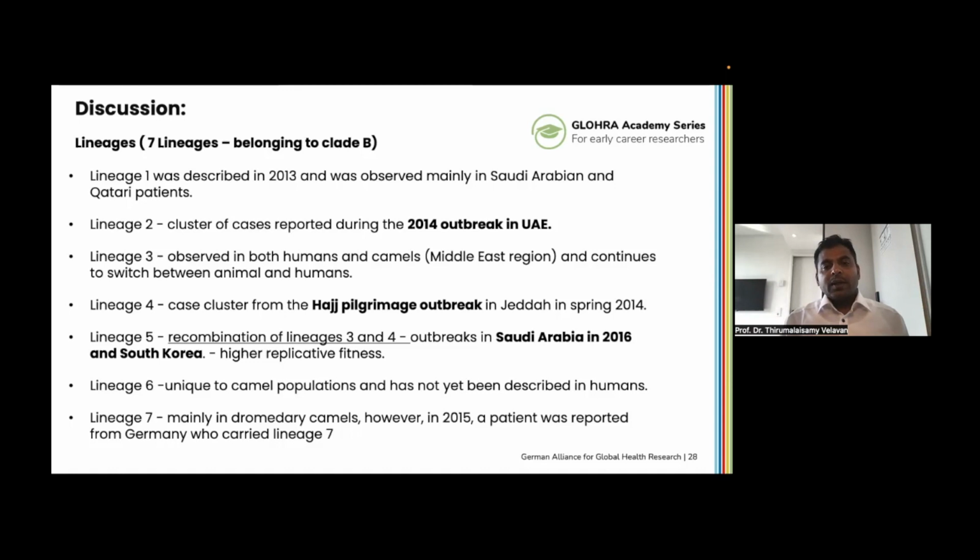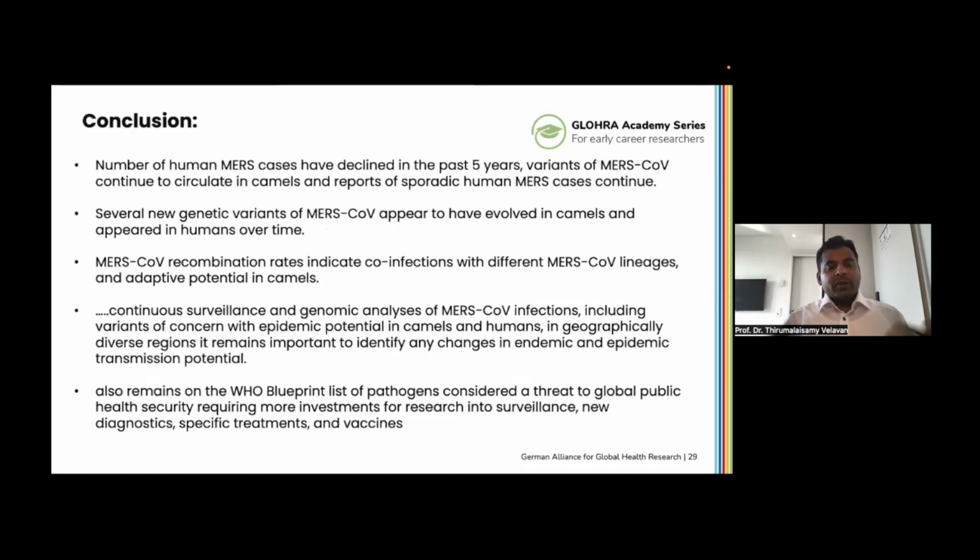Taken together, what we could say is the number of human MERS-CoV cases has declined in the past 5 years. And there are not many variants continuing to circulate in humans, but the MERS-CoV variants in terms of different lineages are continuing to circulate in the camel population, not in humans. Several of these variants have appeared to occur in the camel population, but much less frequently in humans over time.